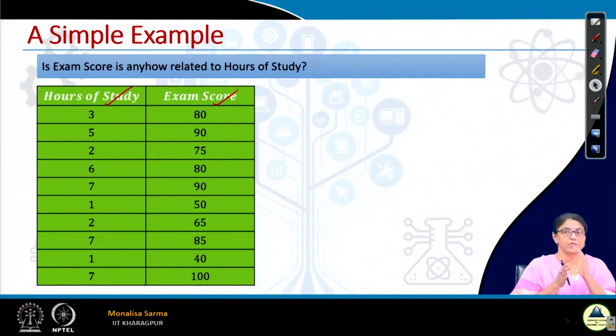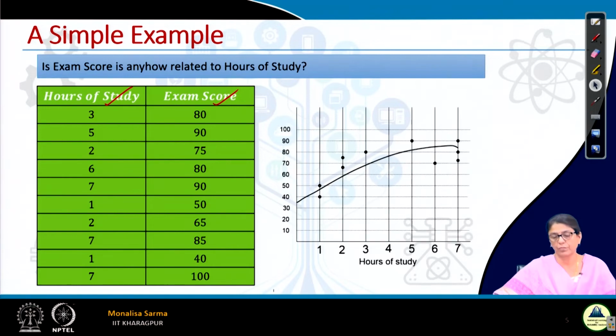Now, that is not my objective here. Here my objective is that, of course, it has to be related. Once it is related, only then can we go to the next part. Now, my next part is that if I put in say 4 hours of study, what will be my likely exam score? If I want to answer such a question, definitely it's not a question of correlation analysis, it's a question of regression.